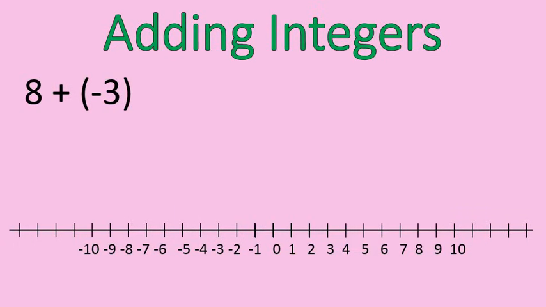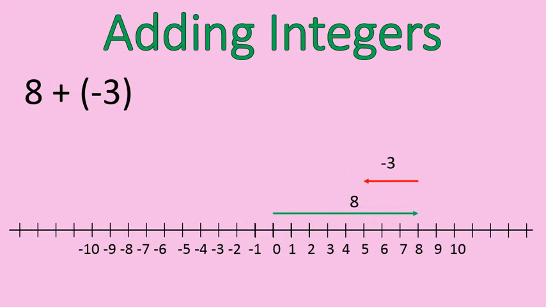So our first example is 8 plus negative 3. I have a number line here along the bottom just to show some positive and negative numbers. Notice 0 sits right here in the middle. Positive numbers move to the right. Negative numbers, starting at 0, move to the left. So if I were to add 8 plus negative 3, I would start out by going to 8. 8 is a positive number, so again I'm moving to the right.